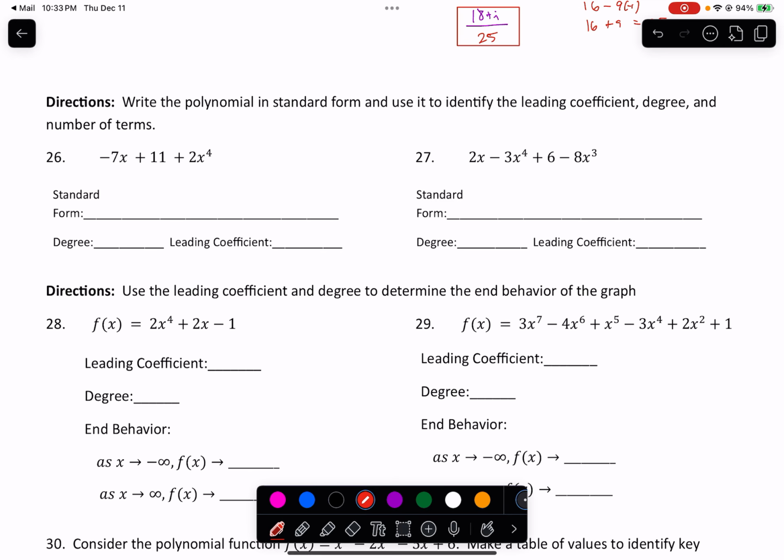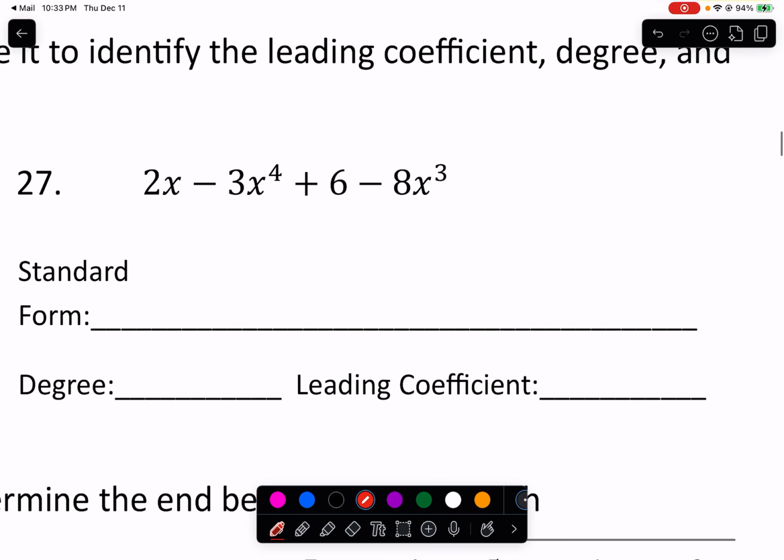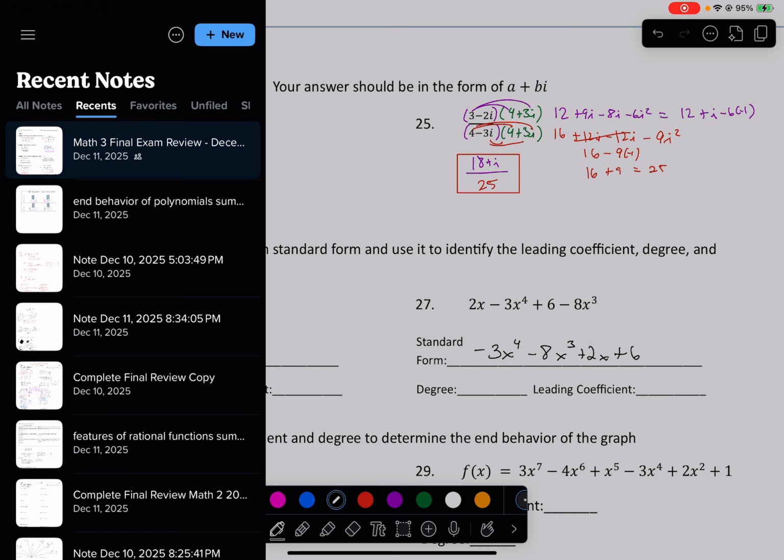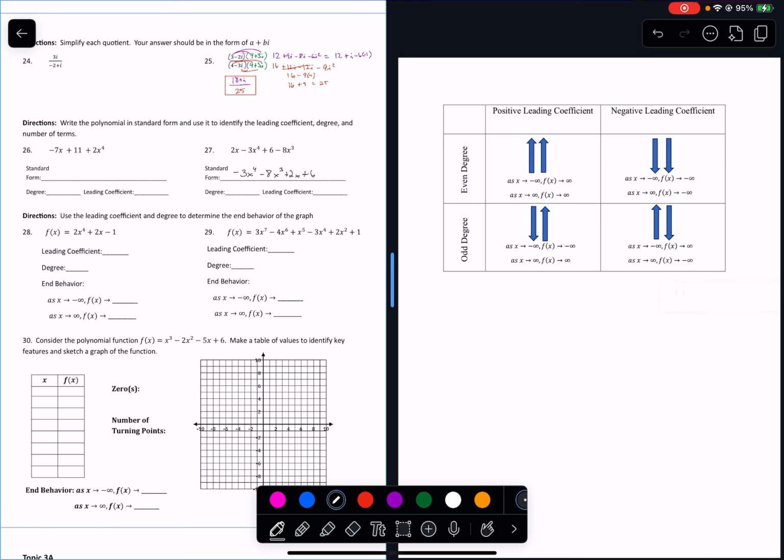So first off, writing something in standard form, that is just from highest power to lowest power. So I'll do this one. Standard form of this polynomial is going to be negative 3x to the fourth minus 8x cubed plus 2x plus 6. Now this, like leading coefficient and degree.